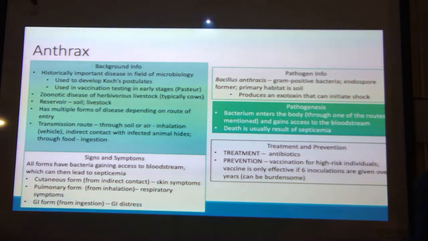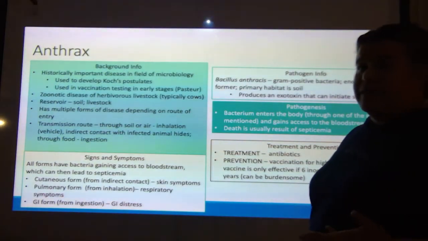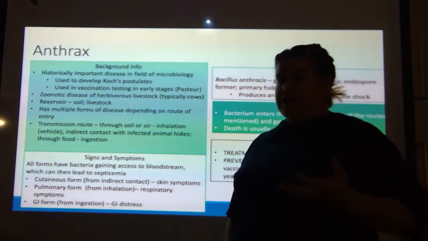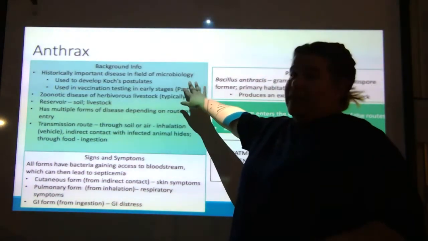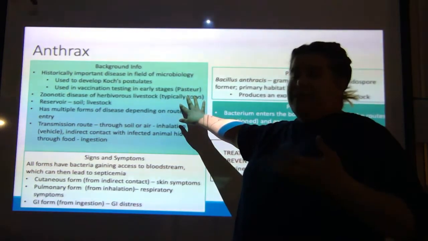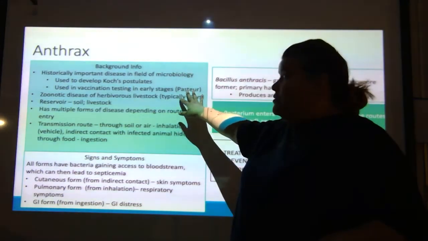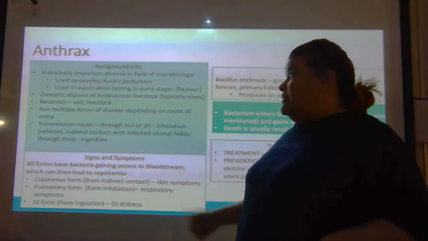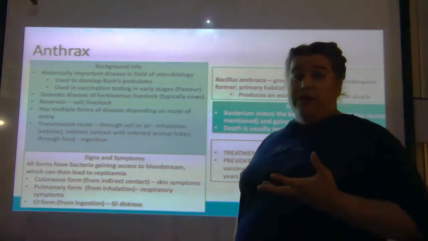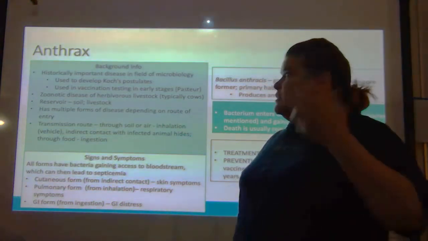Historically, this disease is important in the field of microbiology. Specifically, Koch's postulates were actually developed using anthrax. In the early stages of vaccination testing with Louis Pasteur, he used anthrax. It is a zoonotic disease of herbivores. So when we think of livestock, we think of herbivores, cows, things like that.